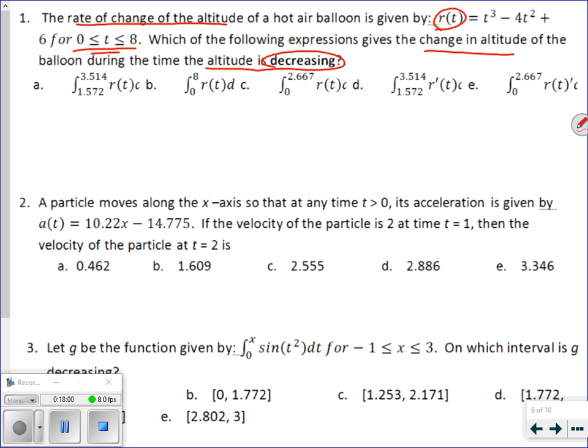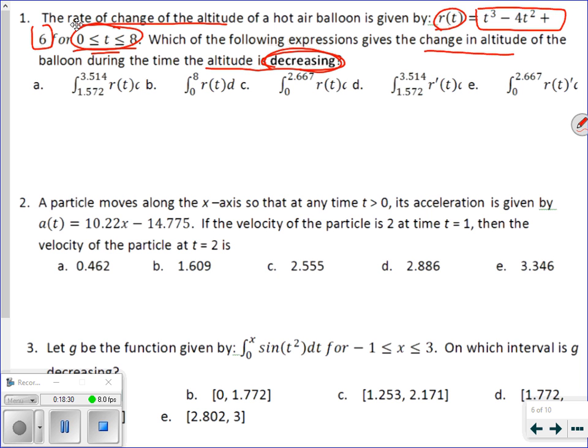Okay. So this is a calc-active problem, and I can't really show you the calculator, unfortunately. But this is not asking about the change in distance over the entire interval. This is asking about the change in distance when this is decreasing. So unfortunately, I can't really show this. What you need to do is take this function, it's t cubed minus 4t squared plus 6, and you need to figure out on that calculator, on that graph, where this is negative.